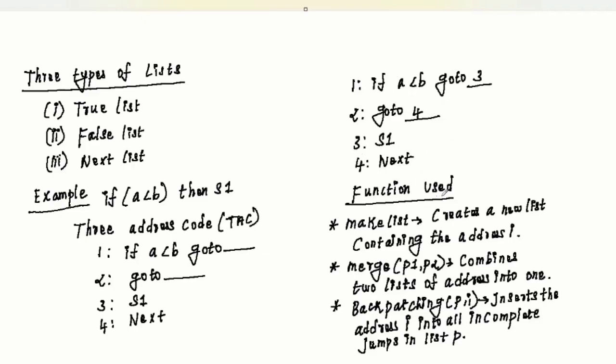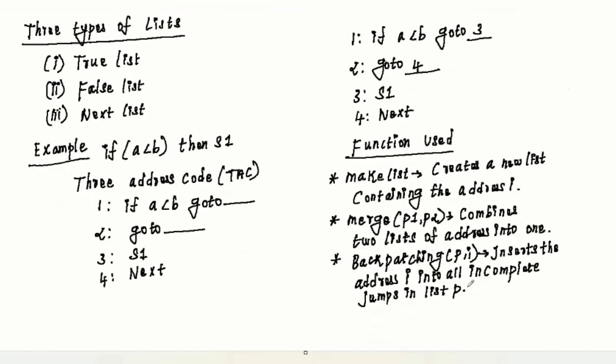The functions used in backpatching are makelist, merge(p1, p2) and backpatch(p, i). Makelist creates a list for future backpatching. Merge(p1, p2) means combine multiple lists for backpatching. Backpatch(p, i) fills all jumps in list p with target address i, which means the activity of filling up unspecified information of labels.